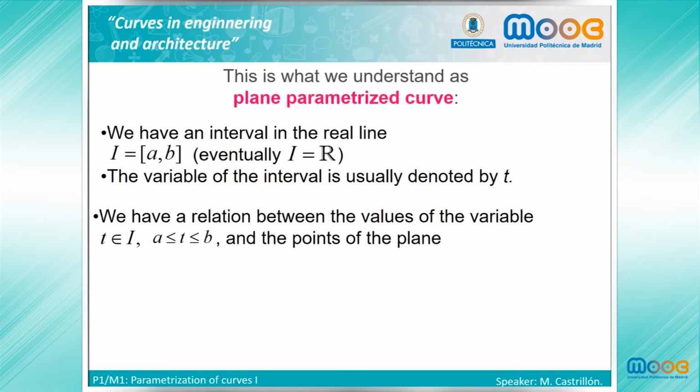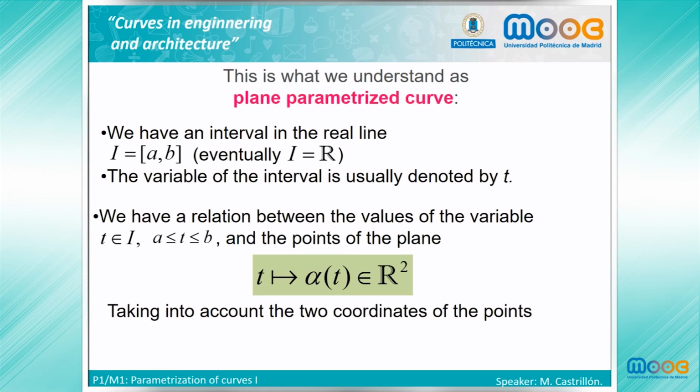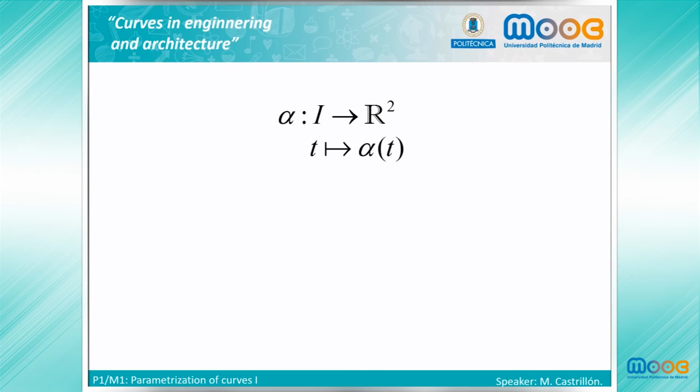Then, a parametrized curve is a relation between the values of the variable t and the points of the plane. That is, you assign to every value t a point of the plane, and taking into account that points of the plane have two coordinates, then you assign to every value t of the interval two numbers. Formally speaking, this is a definition of a function or a map from the interval I to the plane. And with this definition, we can give some additional notation.